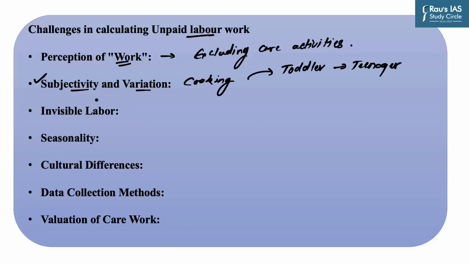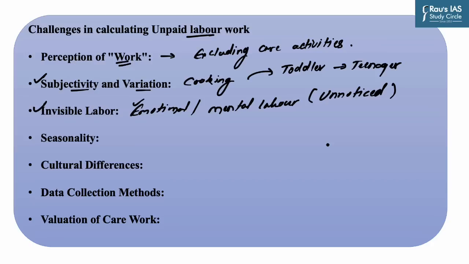Now, another issue is invisible labor. Much of care work is invisible. Now think about emotional support or mental labor like planning and organizing and managing family dynamics. These are essential components of caregiving but often go unnoticed. For example, a caregiver may spend hours coordinating doctors' appointments and managing medications, which are critical aspects of care, but not easily quantifiable.